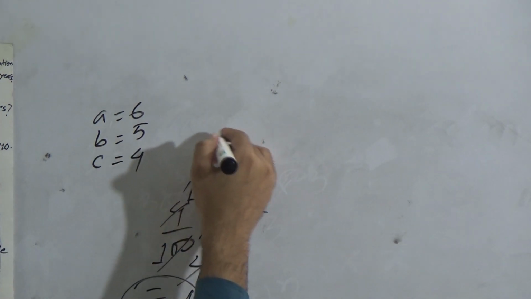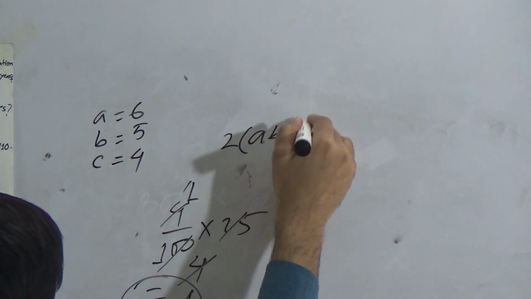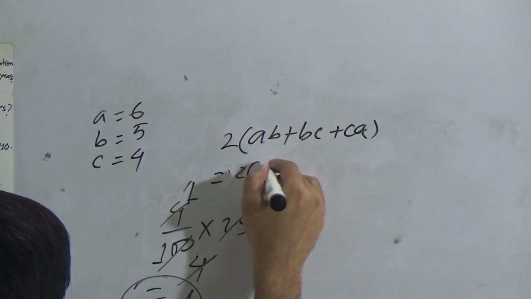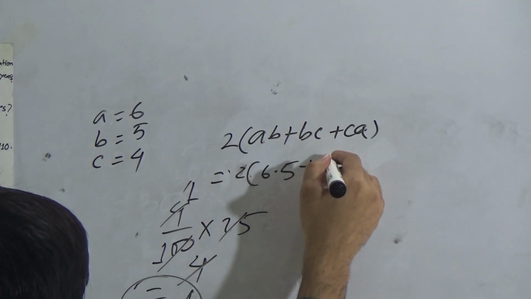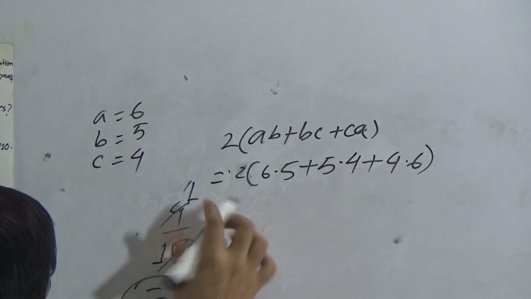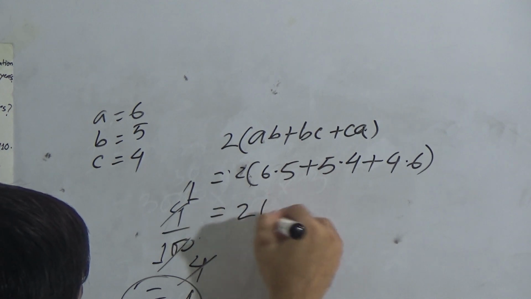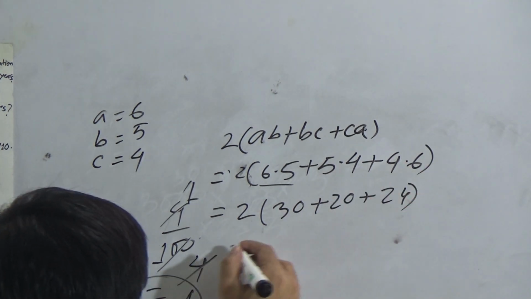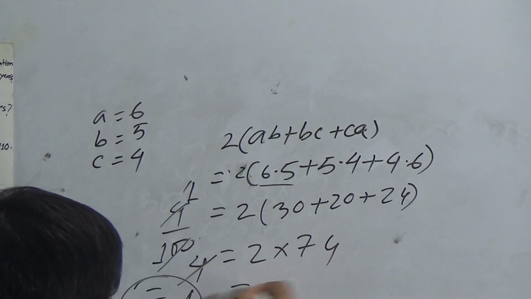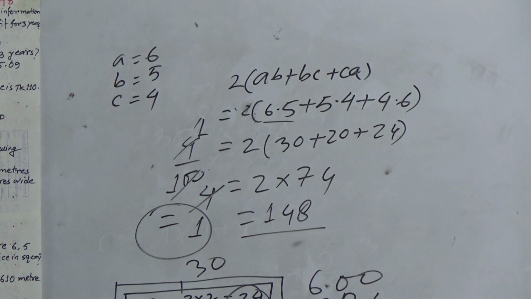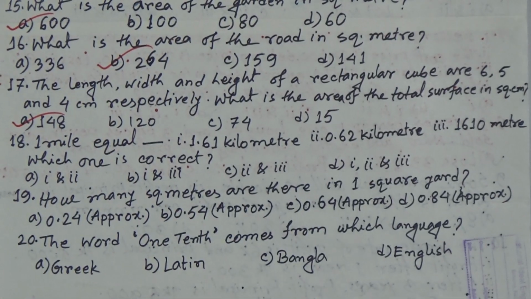We know the formula of total surface area is 2 into AB plus BC plus CA. So we can write 2 into AB, which means 6 multiplied by 5, BC, which means 5 multiplied by 4, and CA, which means 4 multiplied by 6. So this will be 2 into, now 5 6s are 30, 5 4s are 20, 4 6s are 24. Now if we add, we get 2 into 74. Now if we multiply, this will be 148. So 148 will be the area of the total surface. So our required answer for question 17 is A, that is 148 square centimeter.